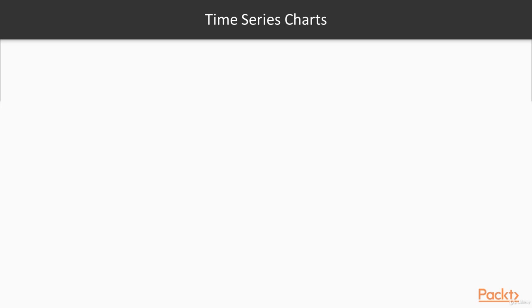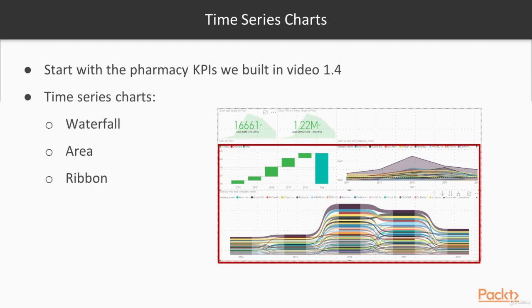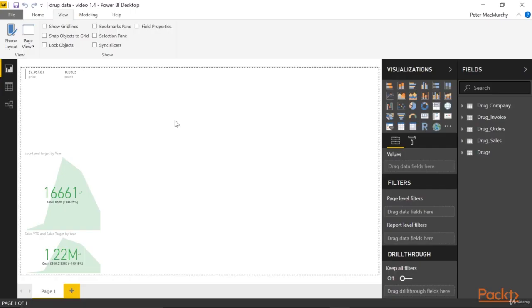We're just going to touch upon a few popular ones to get a feel for working with time in Power BI. Starting from our pharmacy KPIs created in video 1.4, we'll build waterfall, area, and ribbon charts. We'll have a look at drill down, seasonality, and trend analysis. Let's jump in. Open up the report we created in video 1.4, or the equivalent one in code files.